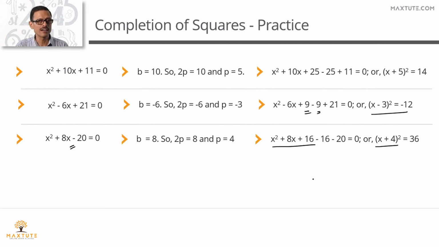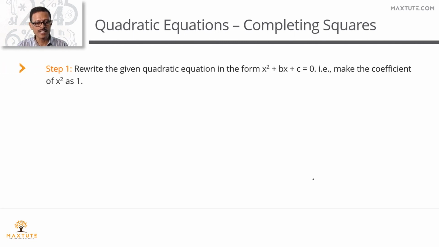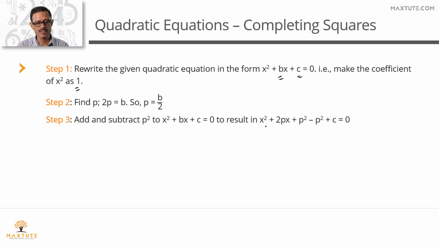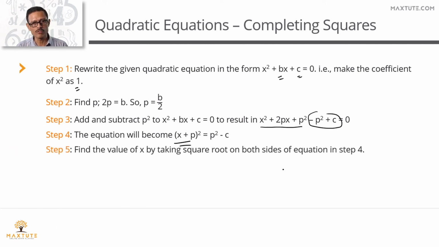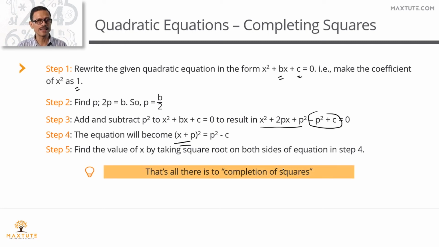Going to recall and recap those 5 steps again. In any quadratic equation, rewrite it in the form such that the coefficient of x square is 1. Now we have a, b and c. Using this, we're going to be computing the value of p. p is equal to b by 2. Step 3, add a p square and subtract a p square. So you'll have x square plus bx, which is nothing but 2px, plus p square minus p square plus c. This part of the equation is x plus p the whole square. We're taking this entire thing to the right hand side to result in p square minus c. Take square root on both sides to find the value of x. Right? That's all there is to completing squares.